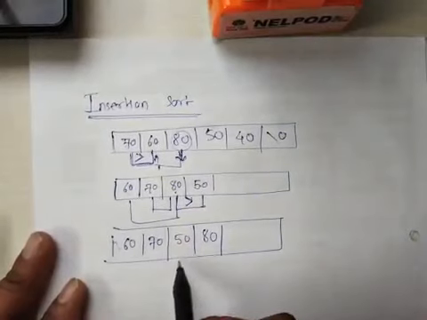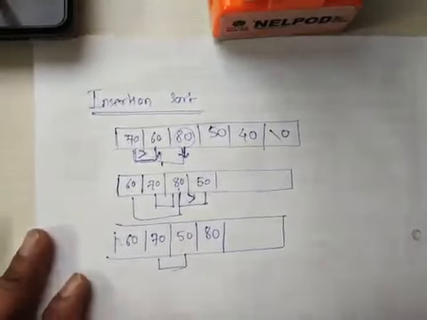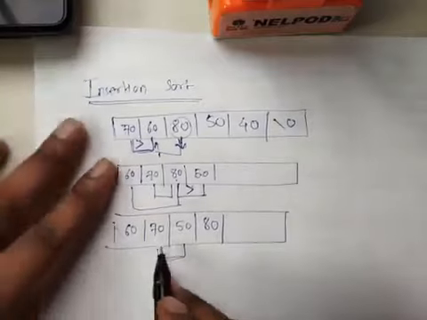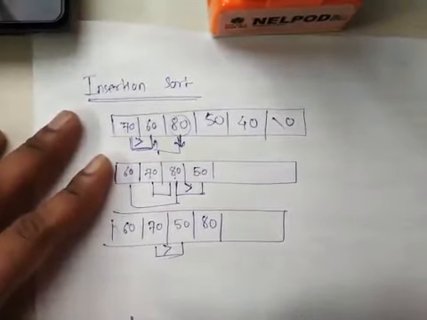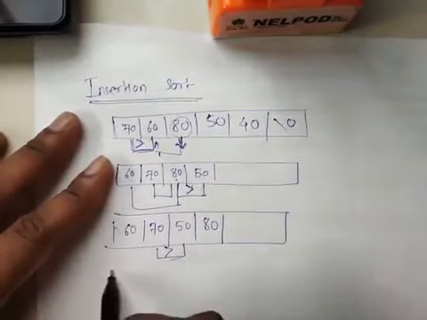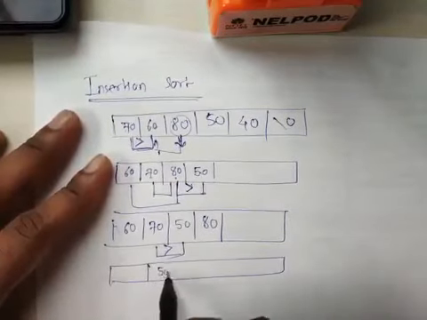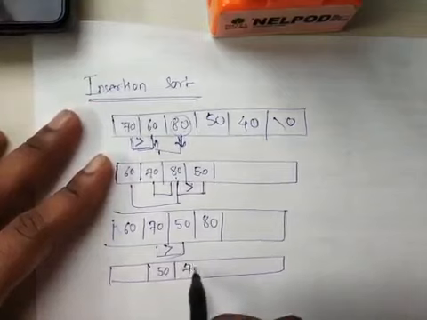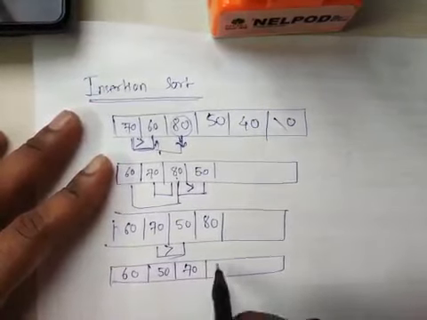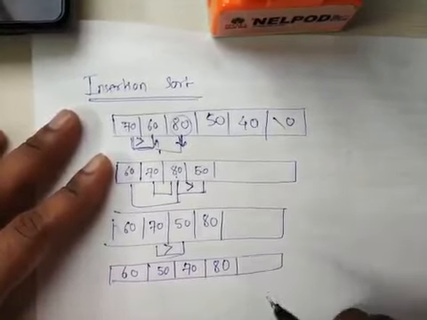Now this inserted element is again going to be compared with the next element, that is 70. Again we find that 70 is greater than 50, so we swap 70 with 50. So here comes your 70, 60 as it is, and this is 80, no change.